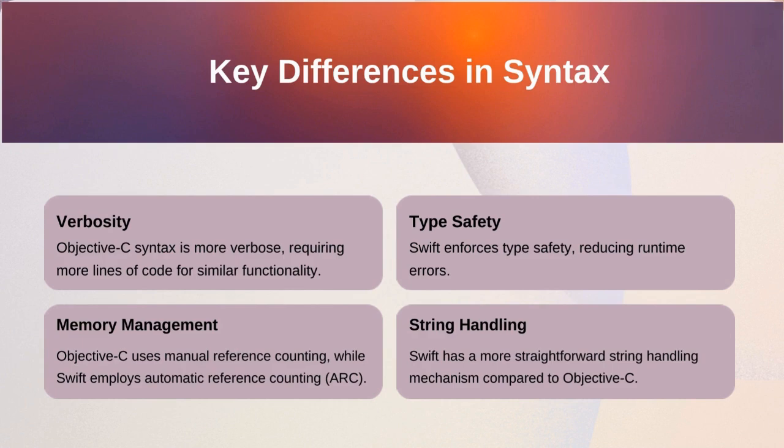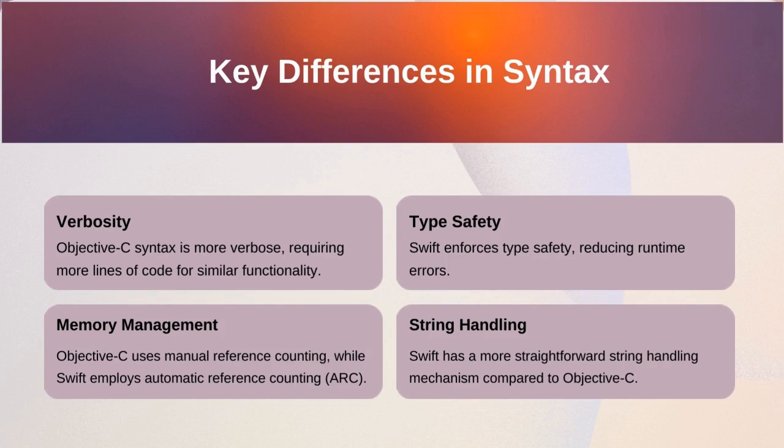Now, let's talk about memory management. In Objective-C, there is manual reference counting, which means developers need to manually manage the memory by adding code to retain or release an object. This can be error prone and lead to memory leaks if not handled correctly. In contrast, Swift uses automatic reference counting, which is ARC. With ARC, memory management is handled automatically, making it easier for developers and reducing the chances of memory related issues.